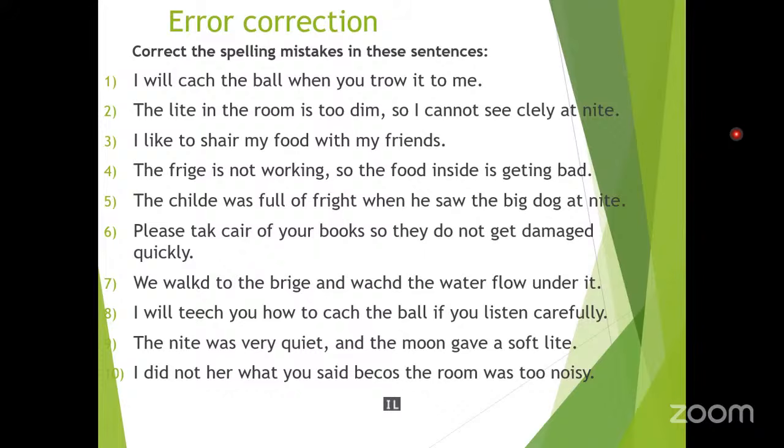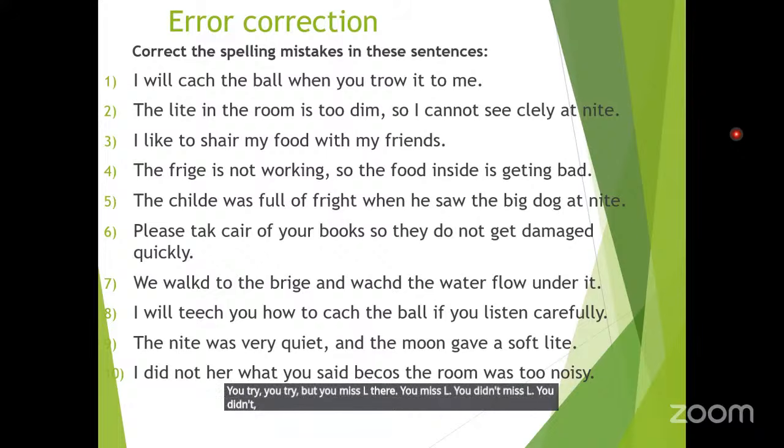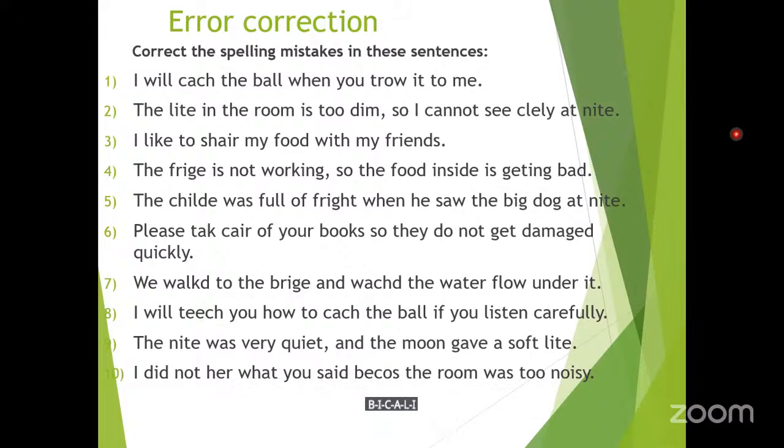You tried capitalization, but you missed the L there. You didn't pronounce the L. You didn't put the L. So it's CAPITALIZATION. Okay, you tried. It's just one letter you missed.